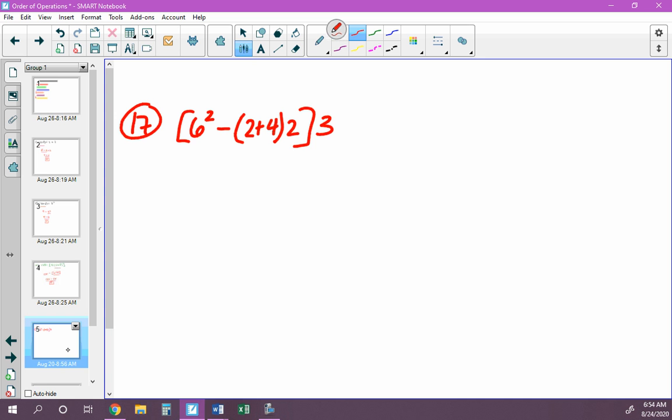Okay, next example. I think this is our last one on these notes. Maybe? Nope, we got one more after this one.